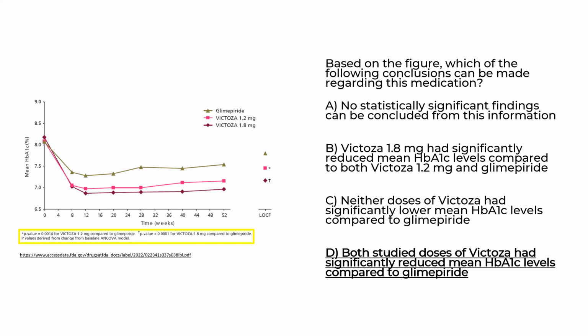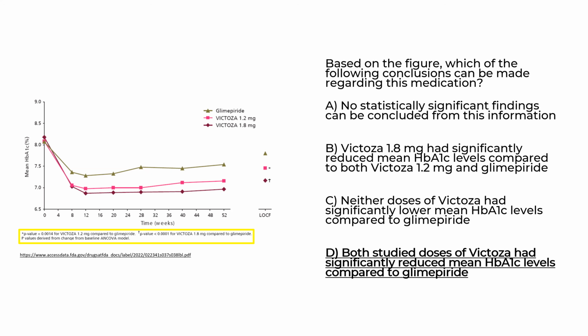So there was a significant p-value for Victoza 1.2 as well as Victoza 1.8. So it's less than 0.05. And remember, if they don't give you any information, just presume that 0.05 is the p-value of significance that they wanted for the purpose of this study. And if you notice, the star triangle group, the green group, is the glimepiride as the reference, looking at the graph, and the pink and the purple are the two treatment groups.